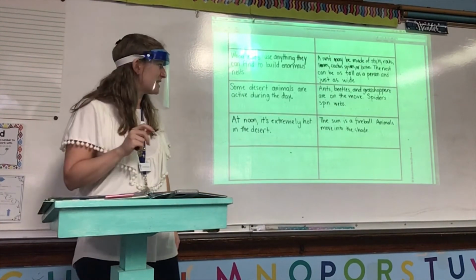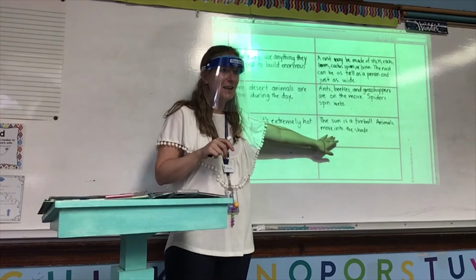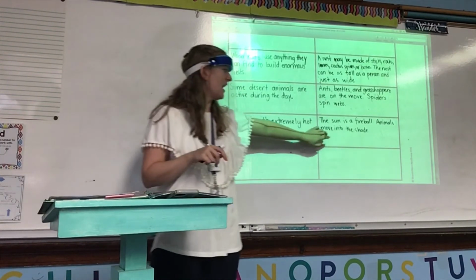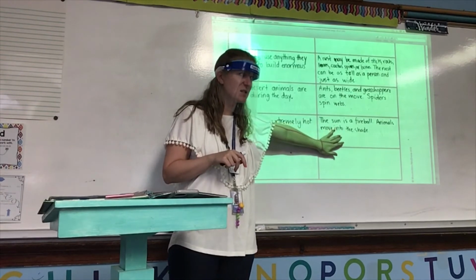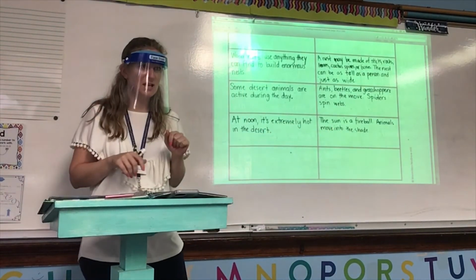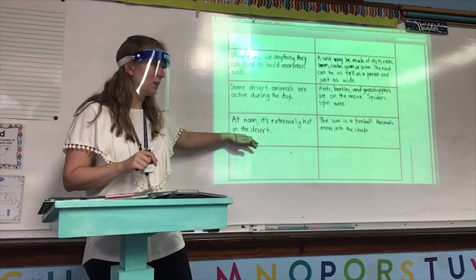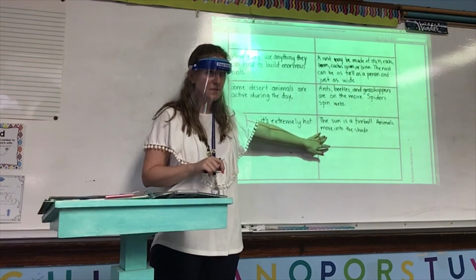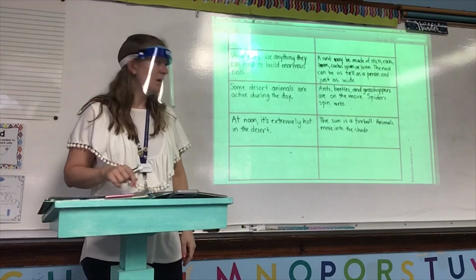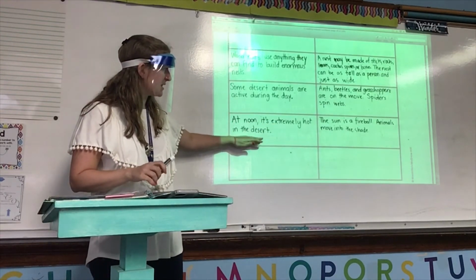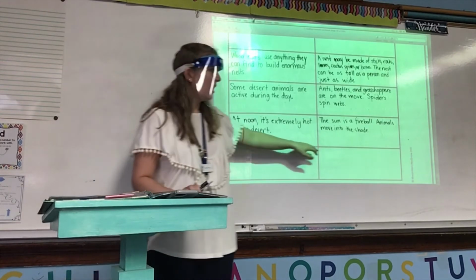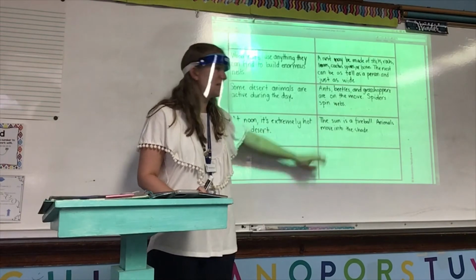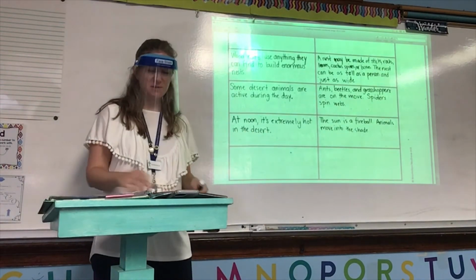However, we could not say it's really hot as a supporting detail because we already said that right here. We cannot say anything about noon as a supporting detail because we already have it in our main idea. So main idea words cannot be supporting details. Okay? Does everybody understand that? So I couldn't say, my main idea is that at noon it's extremely hot in the desert. I couldn't use that same sentence as a supporting detail. Because supporting details are different from the main idea.